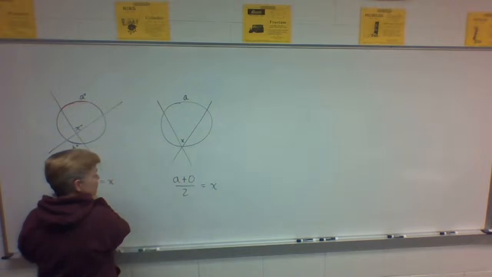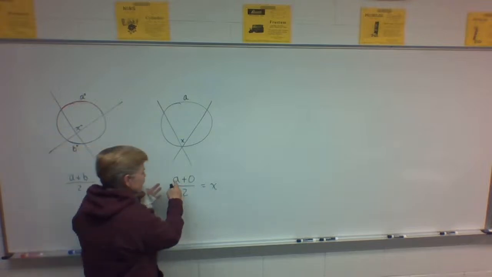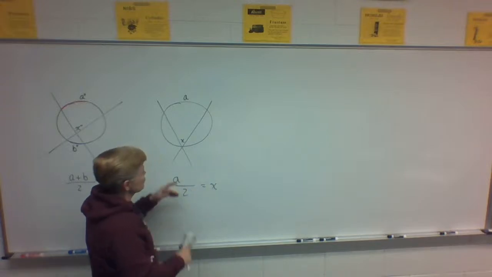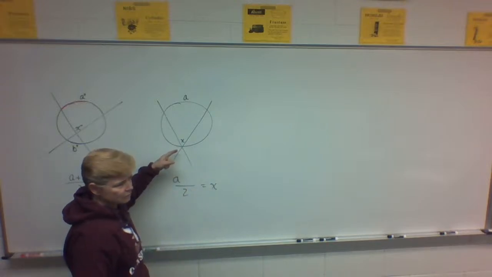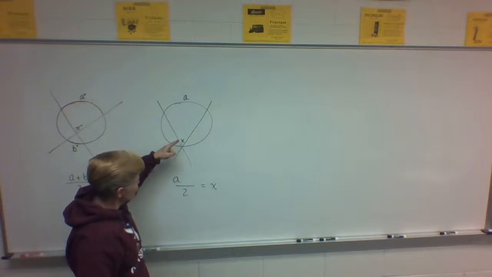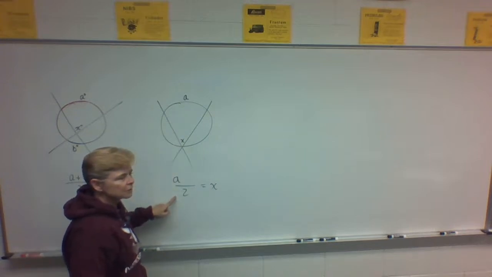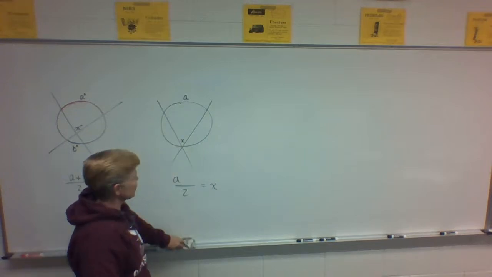So it's the same thing here. But whenever you add 0 to anything, nothing happens. So what I really have is A over 2, which is exactly what we learned yesterday. Because when you pull that corner to the right on the circle, you have an inscribed angle X, and it is half the arc that it intercepts. Okay? Now, we're going to stick with two secants.